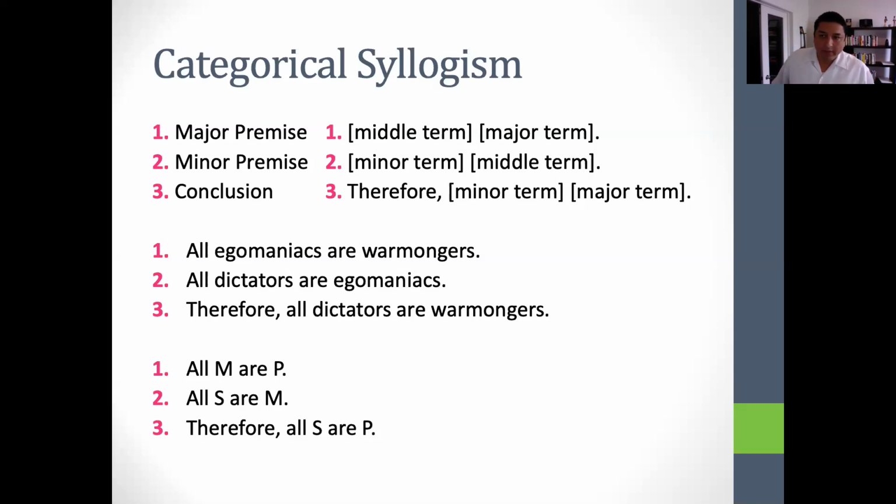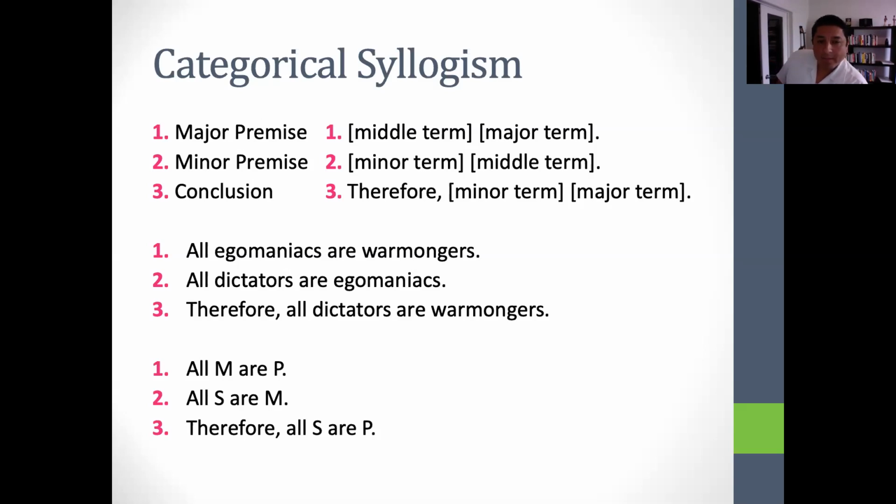Now, to begin with, we need to define the components of a categorical syllogism. So you'll see on the PowerPoint slide here that we have it neatly broken down for us. On the first third of the PowerPoint here on the top, we have it broken down into the names of each component. So we have a major premise, a minor premise, and a conclusion.